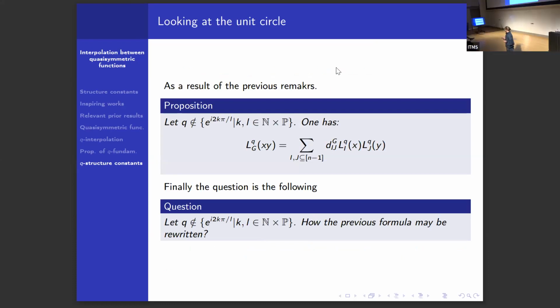First, if q is not a root of unity, q-fundamental quasisymmetric functions are a basis of QSym, and we have this q-fundamental product formula that we can see here on the product xy, with the structure constants involved being exactly the structure constants of the descent algebra.